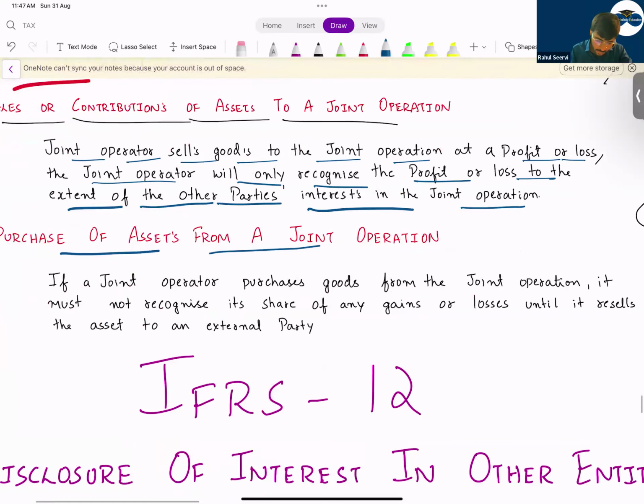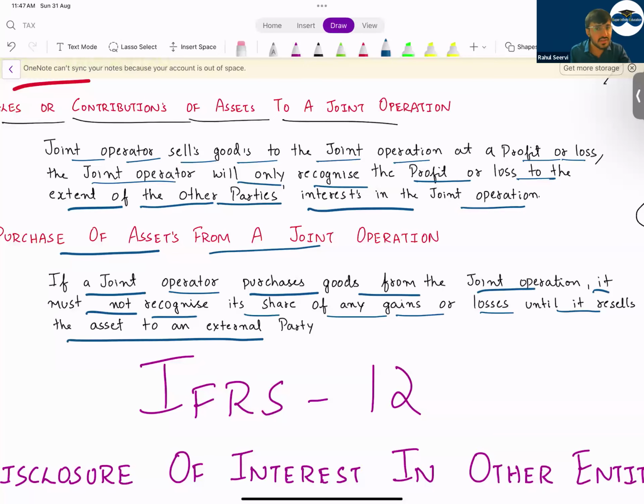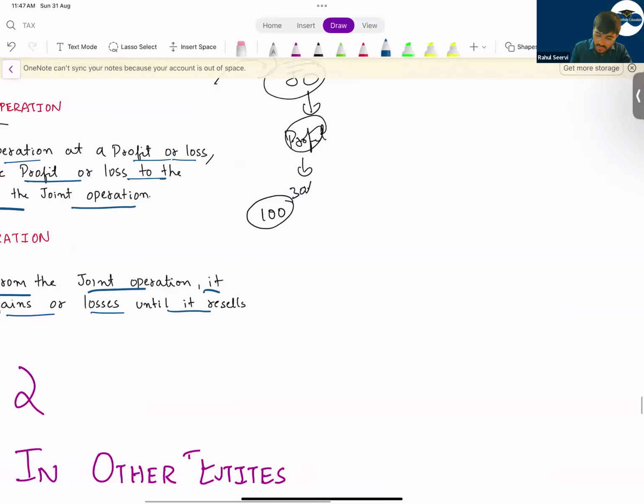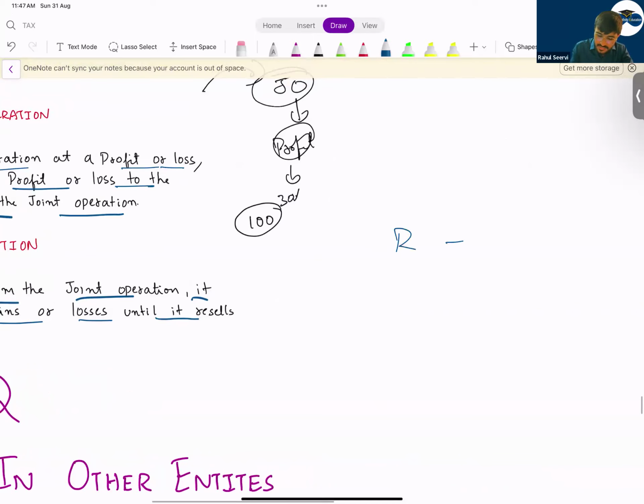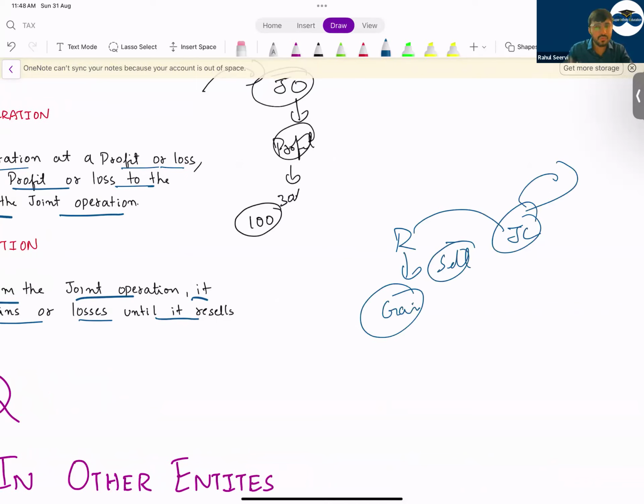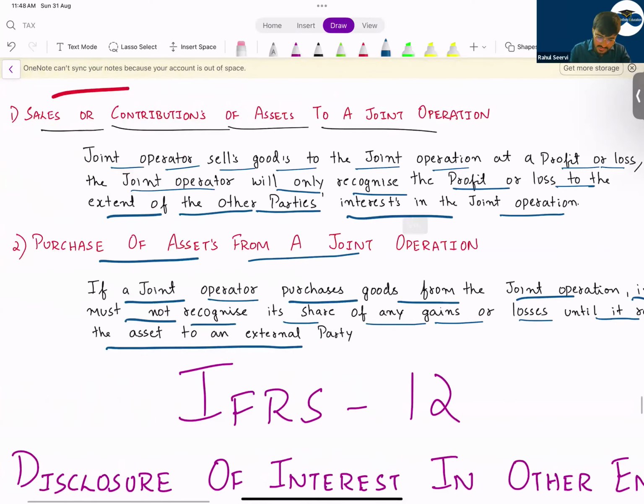Same. If a joint operator purchases goods from the joint operation, it must not recognize its share of any gain or loss until it resells the asset to an external person. So today, if it's a Reliance company and this is joint control, normally when I sell, I should record the gain, but I will not record this gain until the joint control sells to someone else. So with this, this is also completed.